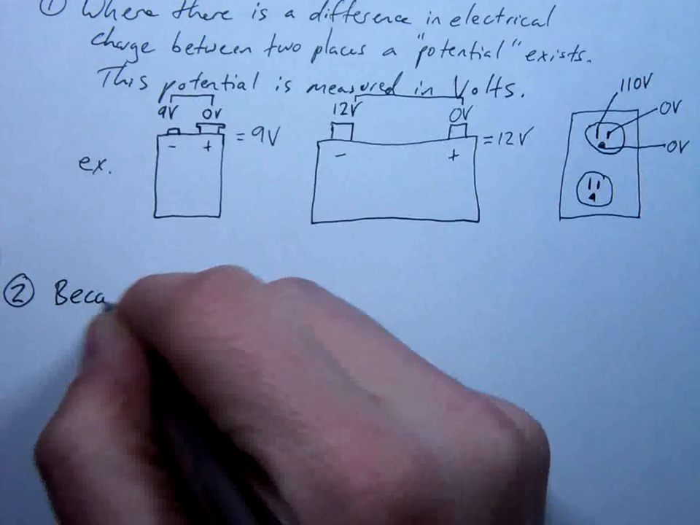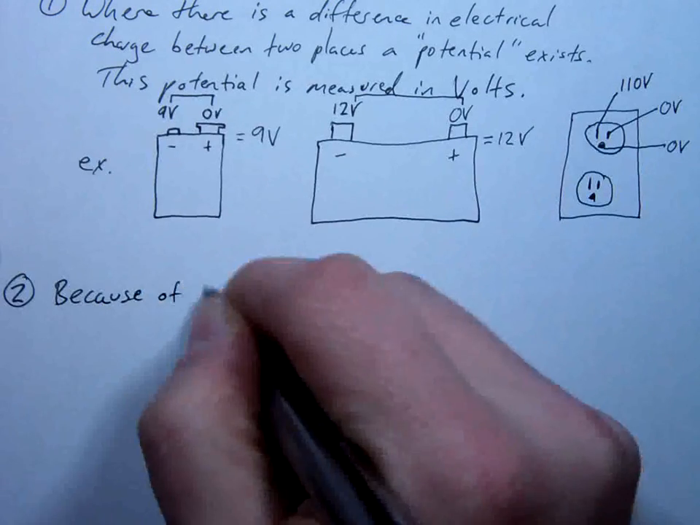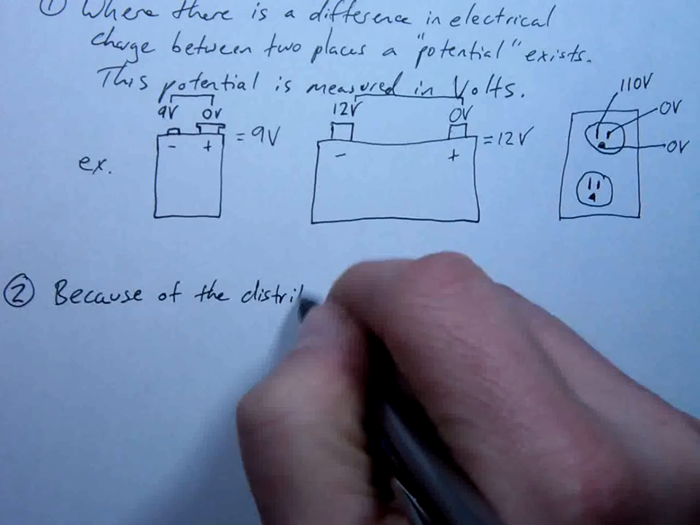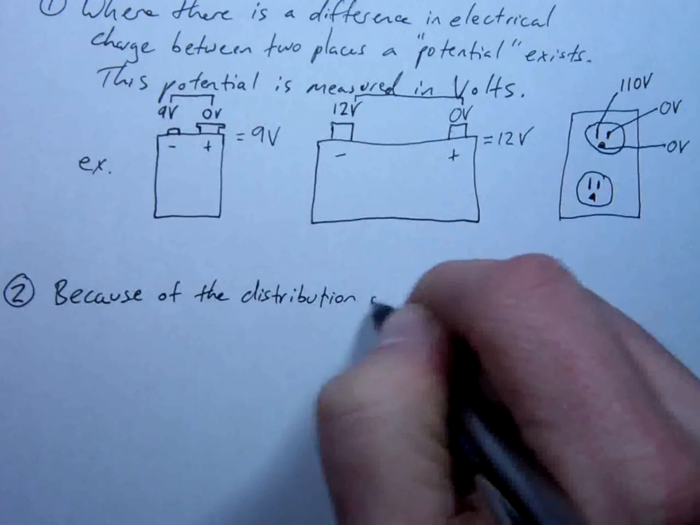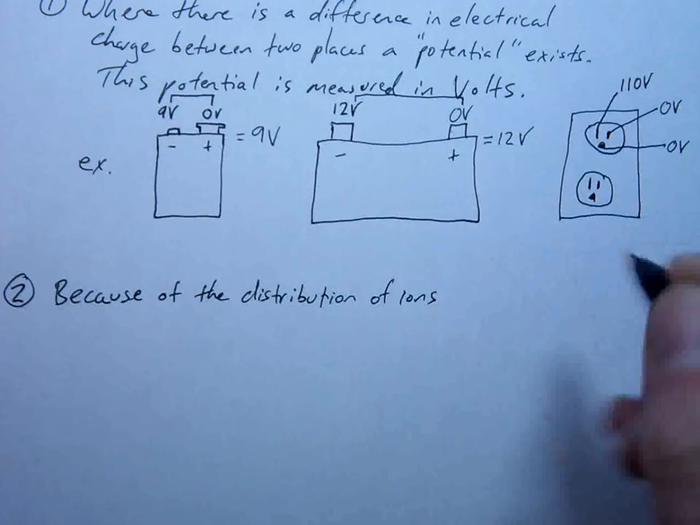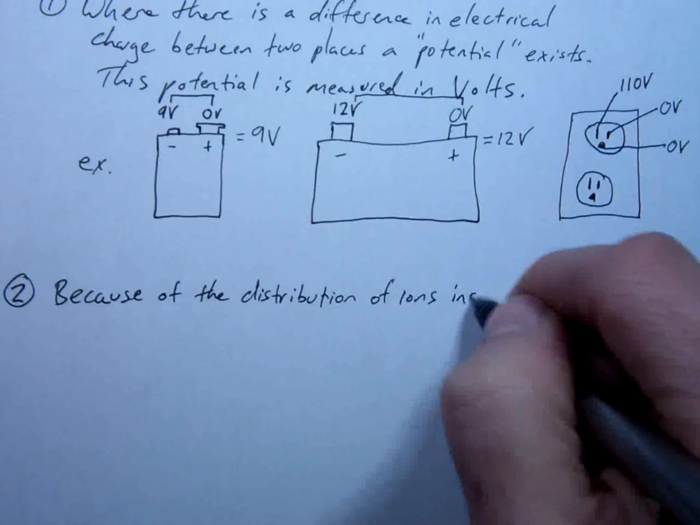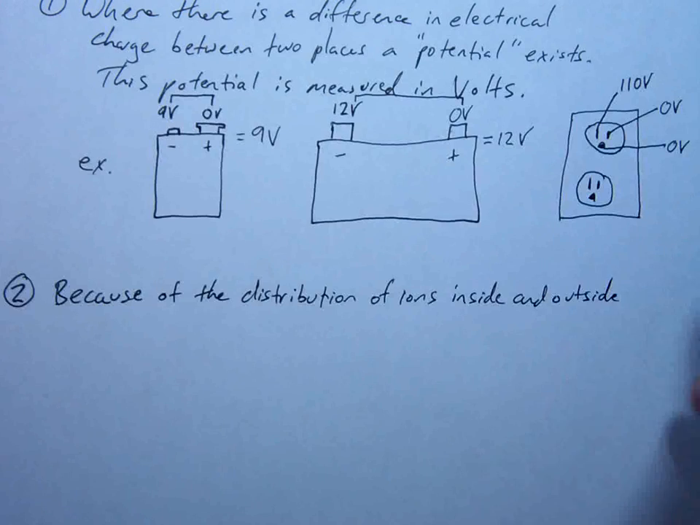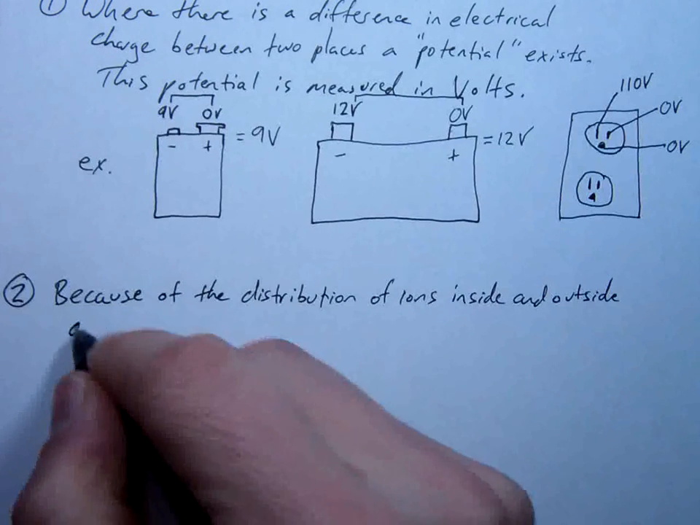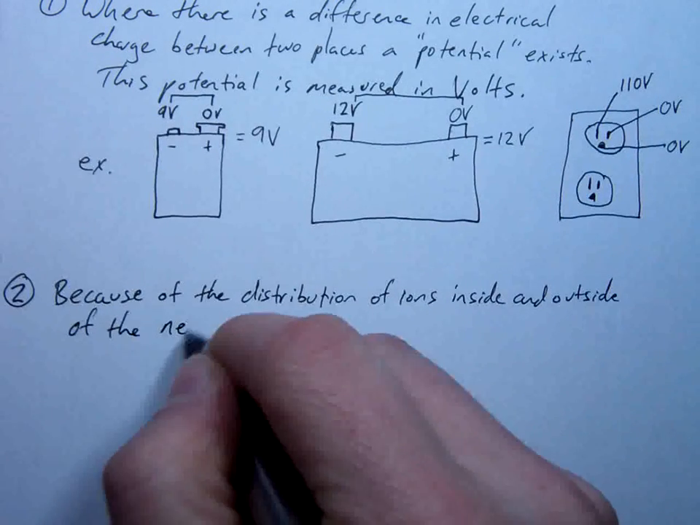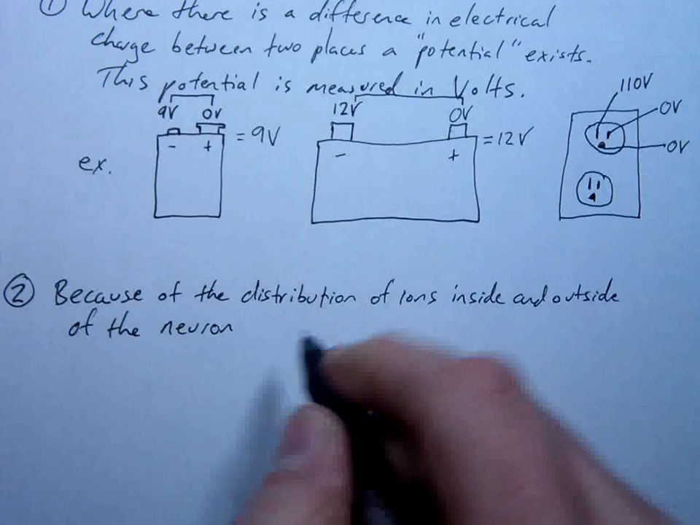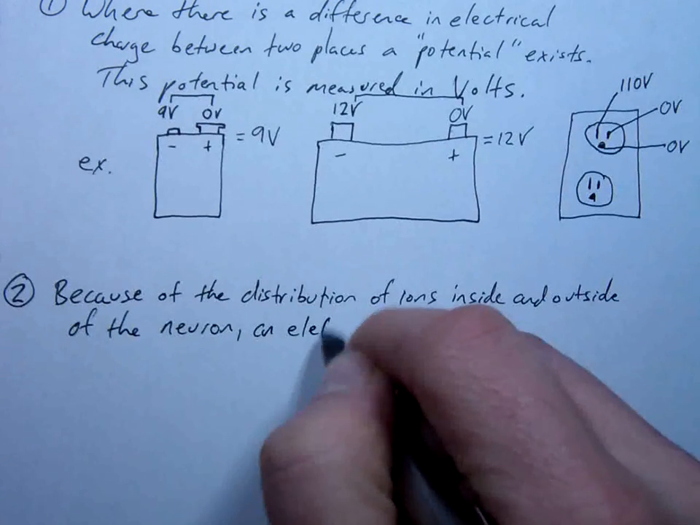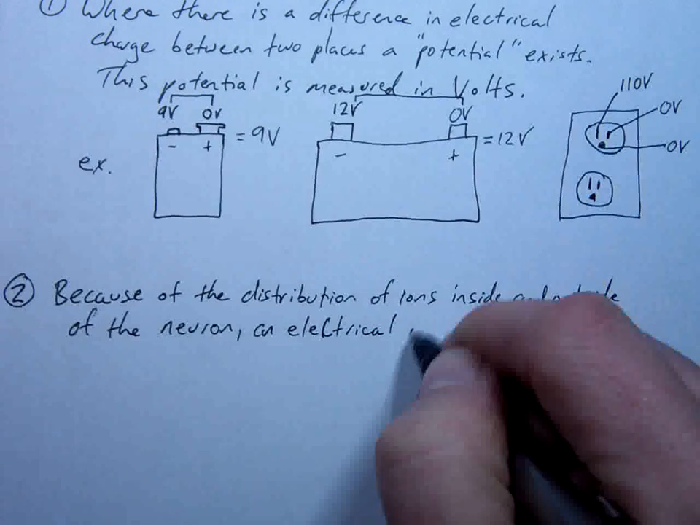Because of the distribution of ions inside and outside of the neuron, an electrical potential exists.